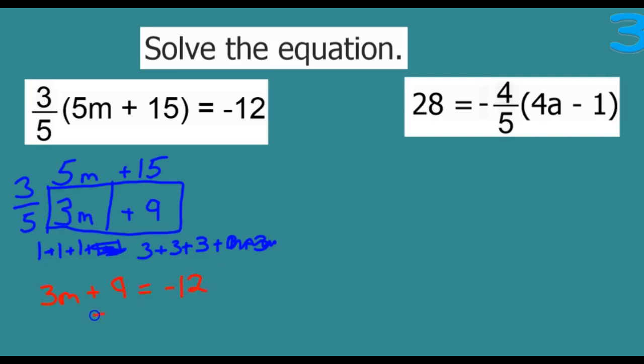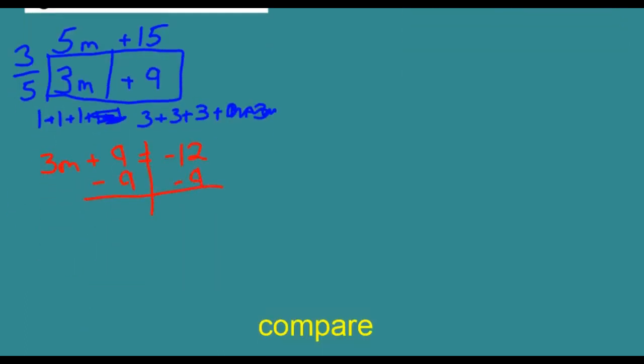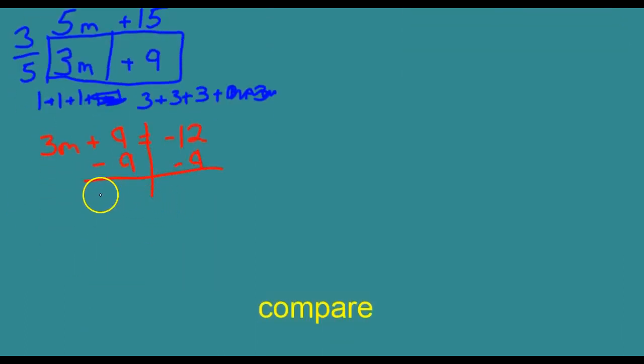Alright, then I can subtract 9 from both sides. I get 3m equals negative 12 minus 9, which is negative 21, divided by 3. M equals negative 21 divided by 3, which is negative 7.